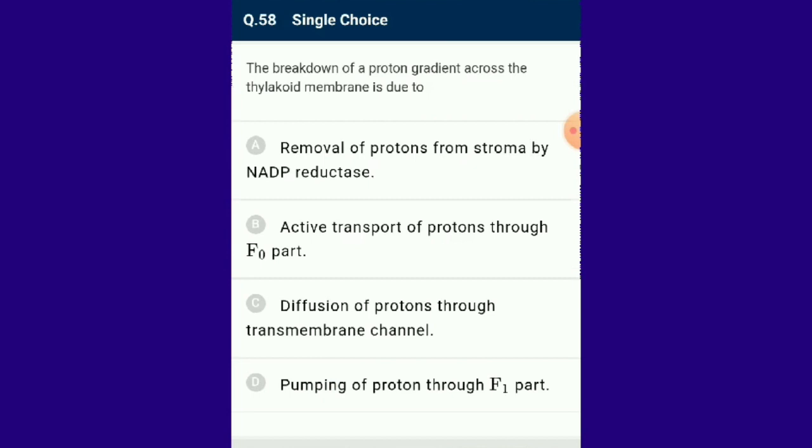Question number 58. The breakdown of proton gradient across the thylakoid membrane is due to: In chloroplast, the generation of proton gradient across the thylakoid membrane is coupled with ATP synthesis. This coupling of ATP synthesis with the development of proton gradient was proposed by the British biochemist Peter Mitchell in 1961. So the answer for this question is option C, diffusion of proton through transmembrane channel.